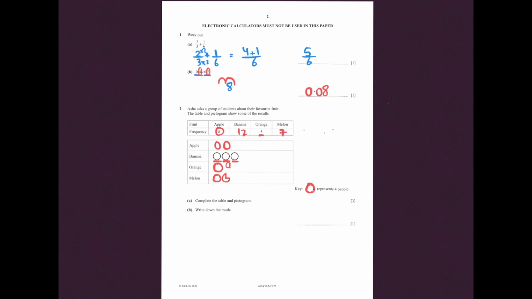That makes 7 people. Now it says write down the mode. The mode is the value that has the maximum frequency. So the mode will be banana.